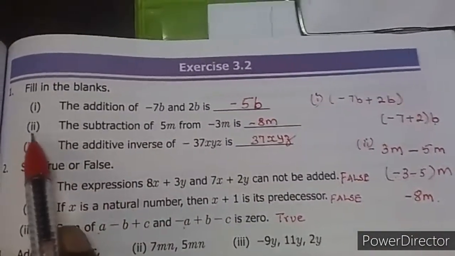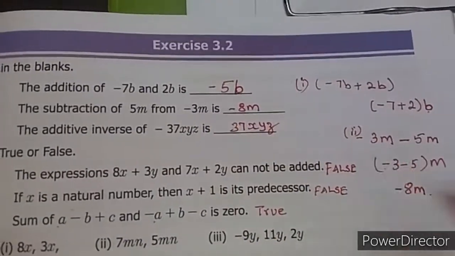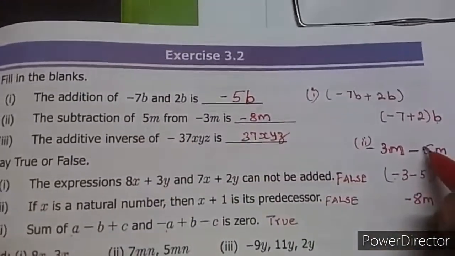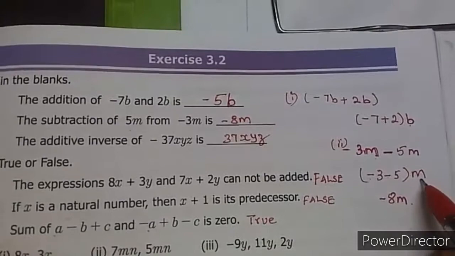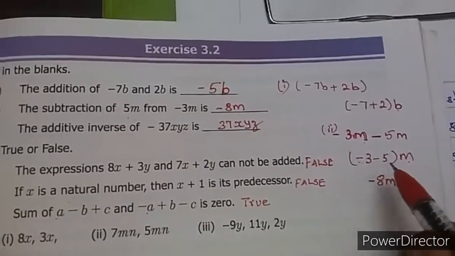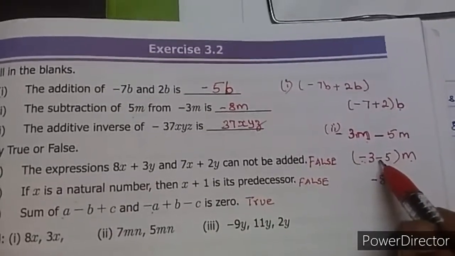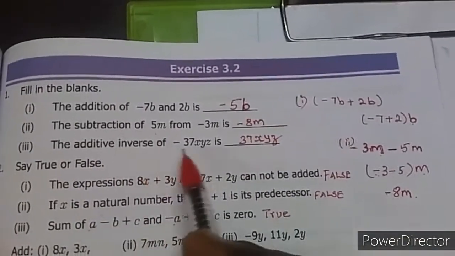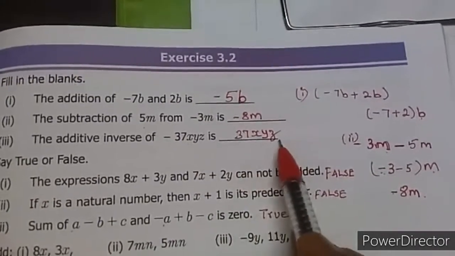Now question number 2, subdivision 2, the subtraction of 5m from minus 3m. First you should write minus 3m, then subtract 5m. Now take the common variable m outside: minus 3, minus 5. Minus into minus, we have to add these two numbers. So the answer is 8. The greater number is 5, and the sign for that is minus. So minus 8m. The additive inverse of minus 37xyz is plus 37xyz.